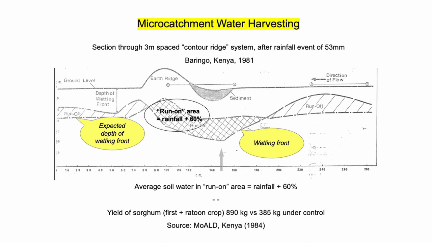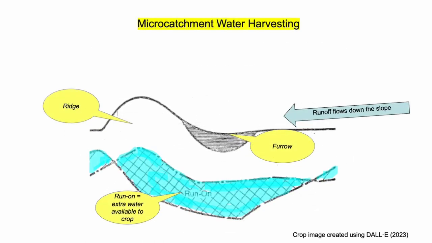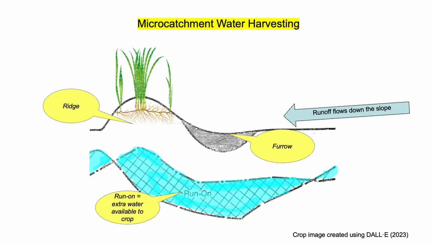There's another line marked expected depth of wetting front, which shows how deep the water would have infiltrated if it had been even. But it's not even. The hatched area shows how much more water has infiltrated below the ridge and the furrow. This is because of runoff captured. The average soil water available in this run-on area is effectively 160% of the rainfall that has fallen. The crop benefits hugely.